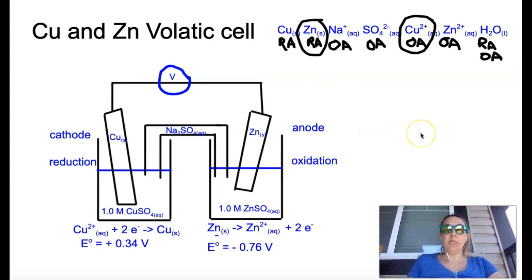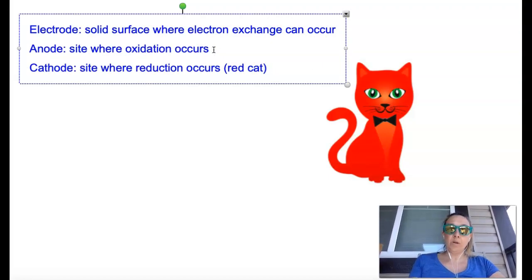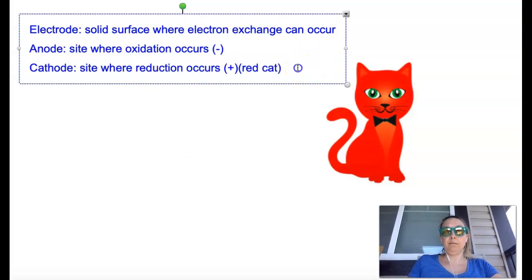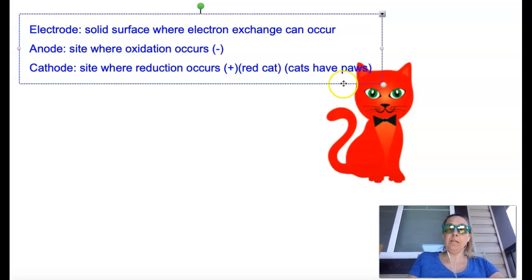All right, next thing we need to be able to show is the charges, right? Think about when you use a regular battery, like a Duracell battery. It has a positive end and a negative end. Those correspond to the cathode and the anode. So for a voltaic cell, the anode is going to have a negative charge, and the cathode is going to have a positive charge. Again, to help you remember that, we say cats have paws, so the cathode is going to be positive.